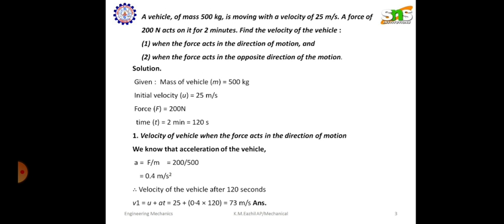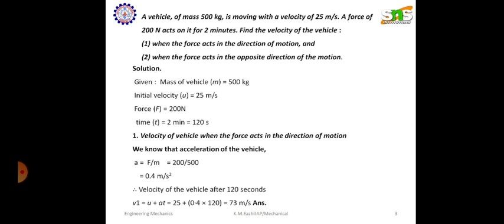Right. Another problem. A vehicle of mass 500 kg is moving with a velocity of 25 meter per second. A force of 200 Newton acts on it for 2 minutes. Find the velocity of the vehicle when the force acts in the direction of motion, and when the force acts in the opposite direction of the motion. Given data: mass of vehicle is 500 kg, initial velocity u is 25 meter per second, force is 200 Newton, the time taken is 2 minutes, which we convert into seconds, 120 seconds.